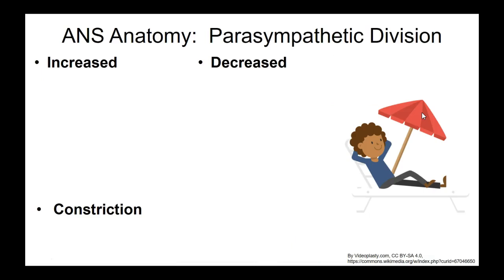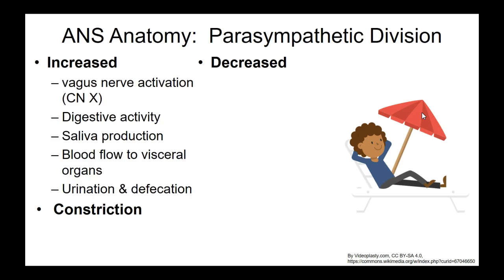All right, so let's talk about some functional differences. For the parasympathetic, what gets increased? So here, everything is involved with resting and digesting, so what are some things that are going to be increased? Well, not surprisingly, digestive activity, saliva production, and also blood flow to visceral organs, such as the intestines. Why might blood flow to the intestines be elevated?